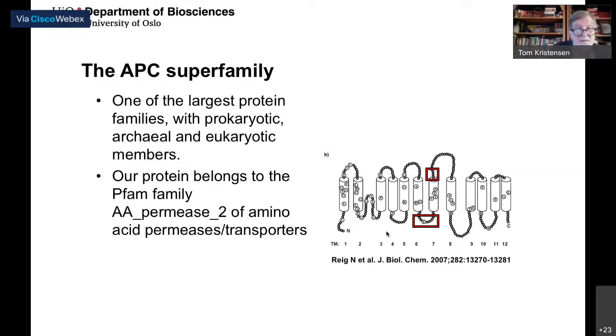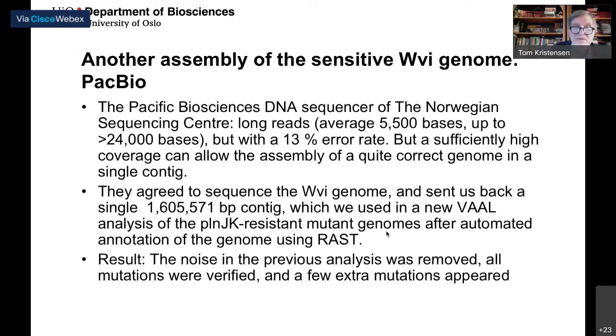Which again, taking into account that we had started without a reference genome, I felt quite pleased with the results, even for this protein. And I could actually verify that the mutations I had picked were the correct ones a couple of months later, after publication, by getting a Pacific Biosciences assembly of the whole genome.